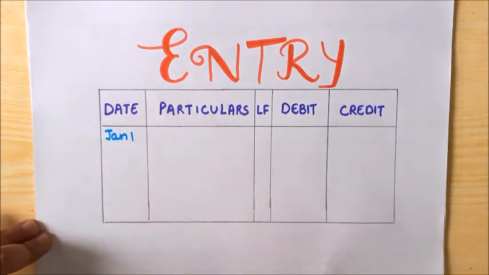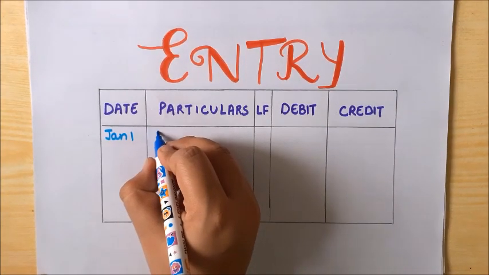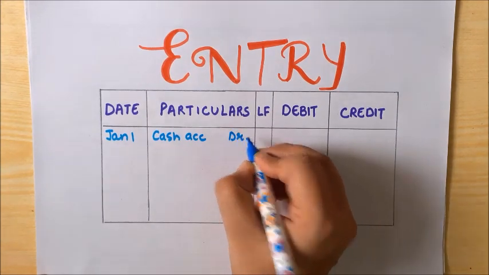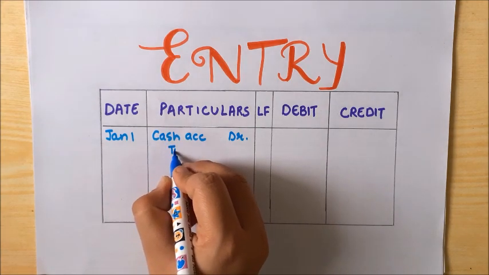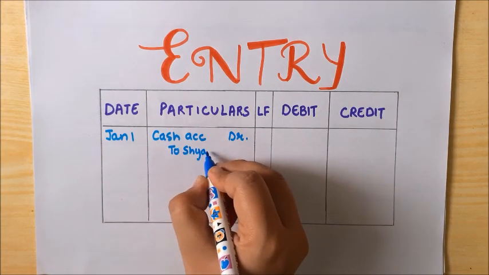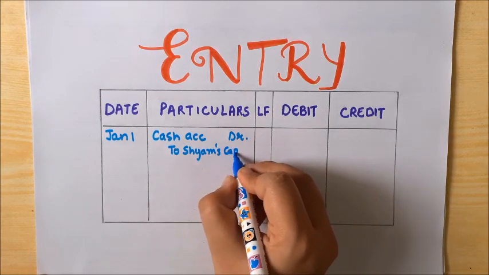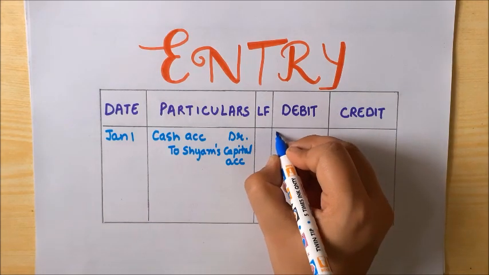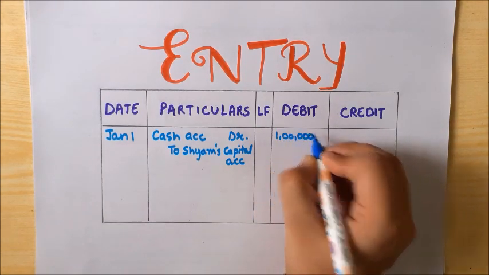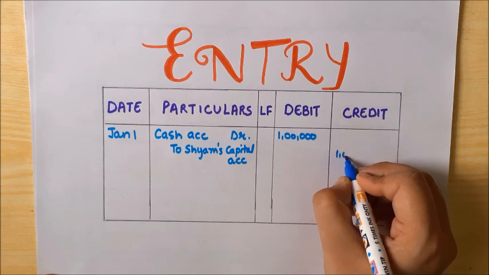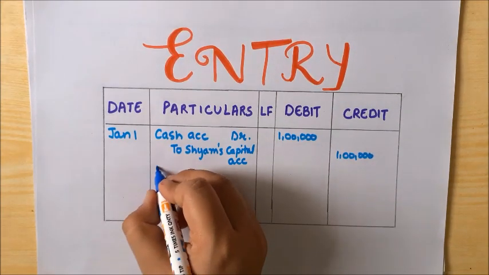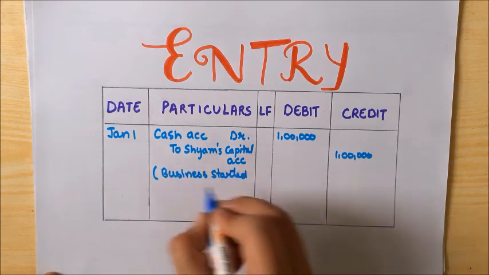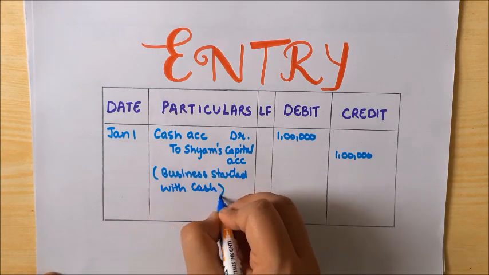On Jan 1, in the particulars column, I will write the accounts that need to be debited and credited. Cash account, and in front of that, debit. To, in the next column, Sham's capital account. Since the name is given to us, we will write Sham's; otherwise, you can write capital account only. In the debit column, I'll write the debit amount, and in the credit column, I will write the credit amount. Next, the important narration: business started with cash.